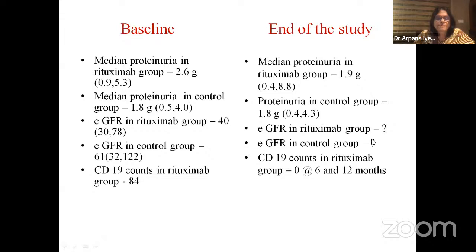Why we have put a question mark here is because there is no data available in the entire article, even after reading it so many times. Only the baseline eGFR was mentioned, but the eGFR at the end of the study was not mentioned at all, though they have just mentioned that there is no statistical difference. So that itself is one of the flaws of this study. And CD19 counts in all the rituximab group patients went down to 0, stating that they were adequately immunosuppressed.